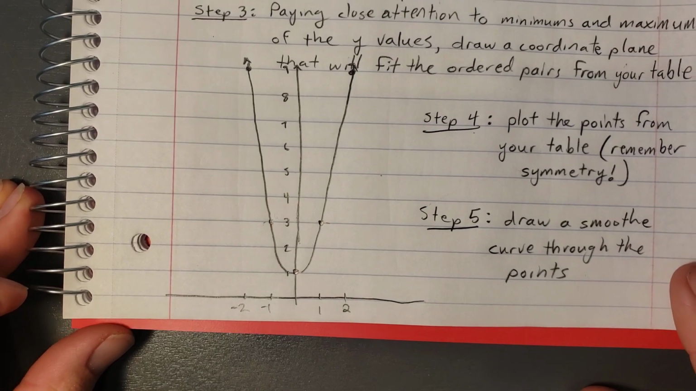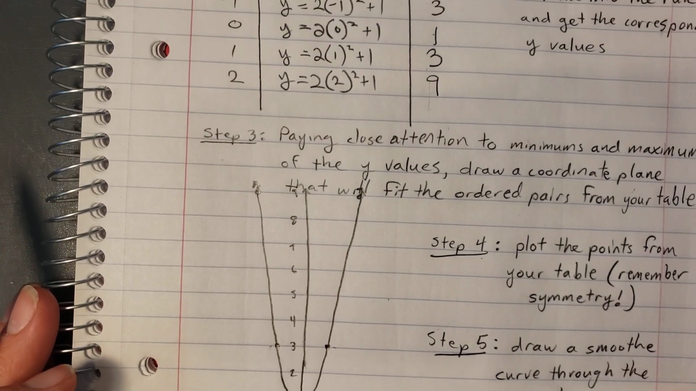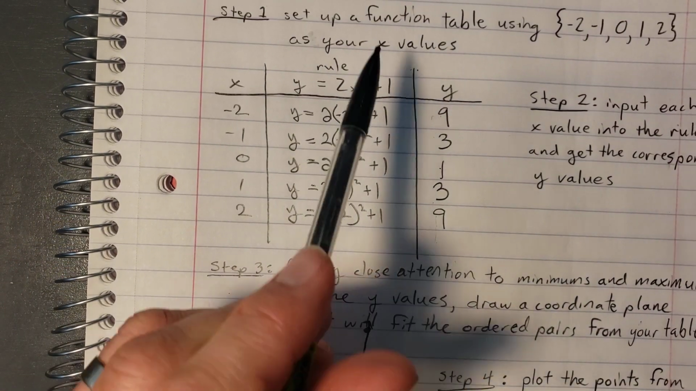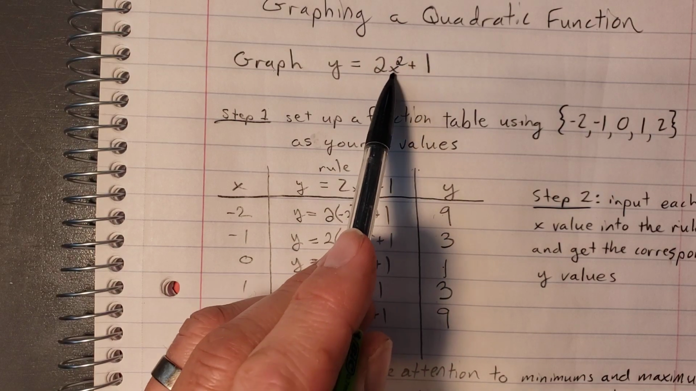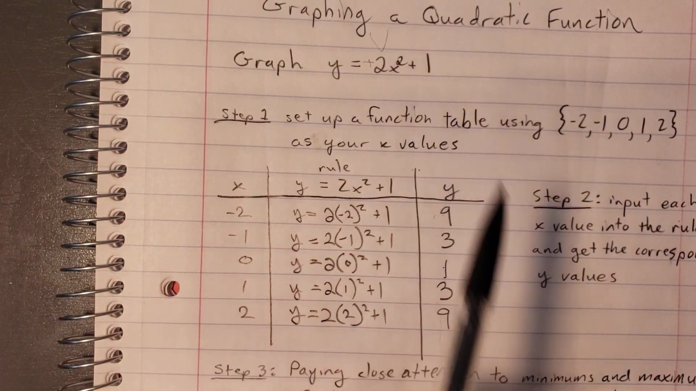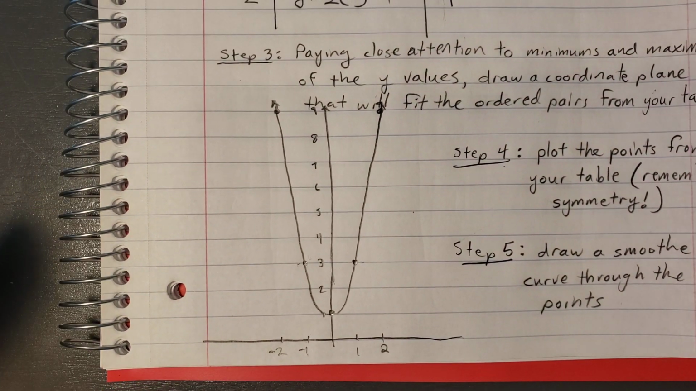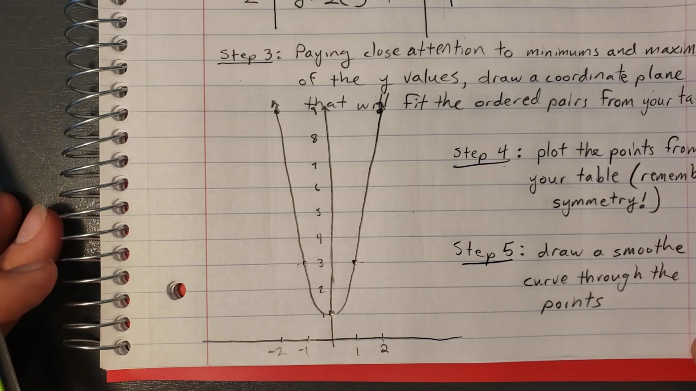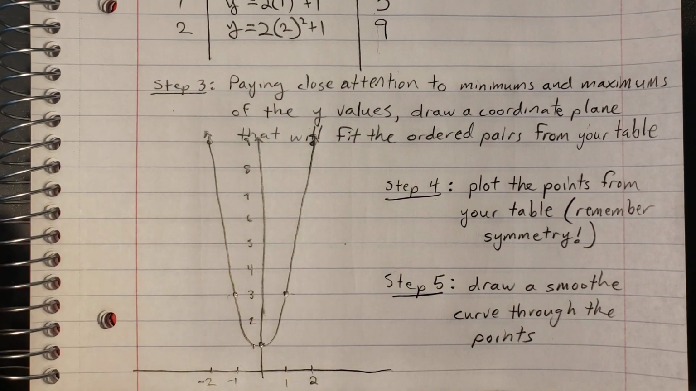That is my upward facing U, and why is it upward facing? Because the coefficient of the x squared is positive, so it's upward facing. Okay, there you go. That's our brief version, and I got it in 5 minutes and 30 seconds. That's pretty good. Hopefully that helps and simplifies it for you.